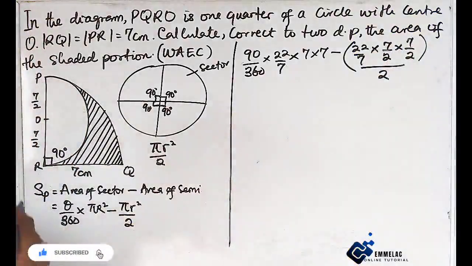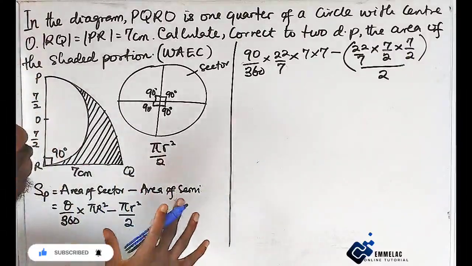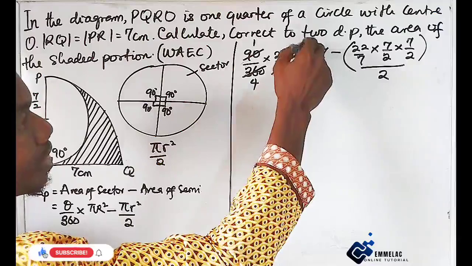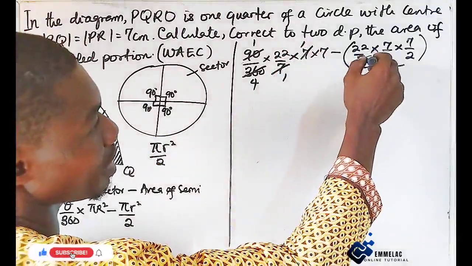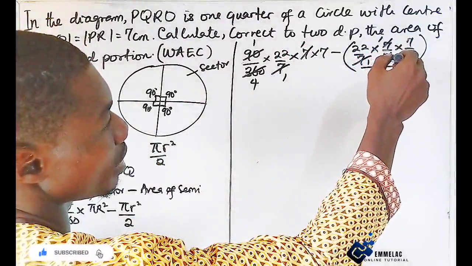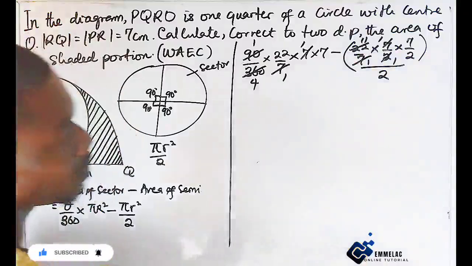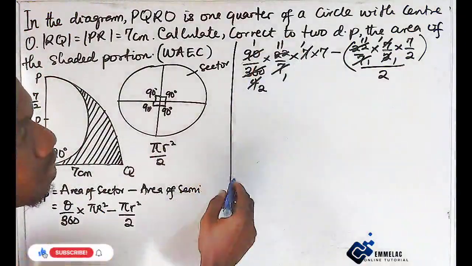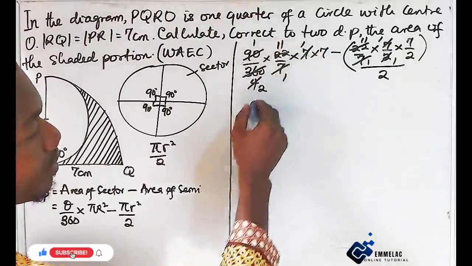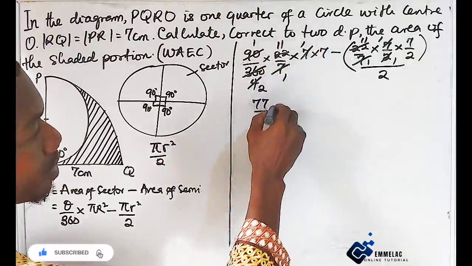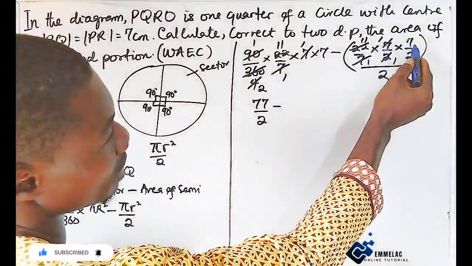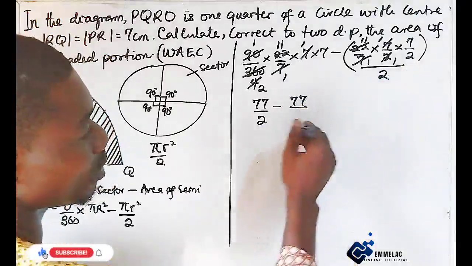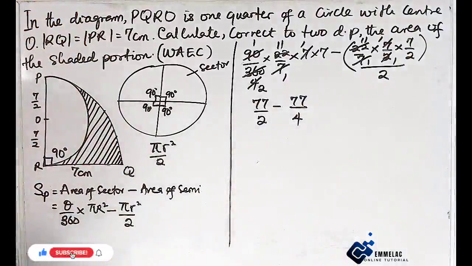By 2. Now let us quickly do some calculation here. 90 here 1, 90 here will be 4. 7 here 1, 7 here 1. 7 here 1, 7 here 1, 2 here 1, 2 here 11. So we are left with 2 here 2, 2 here 11. So we are left with 11 times 7, that will be 77 over 2, then minus 11 times 7 here is also 77, then over, we are left with 2 and 2, that will be 4.